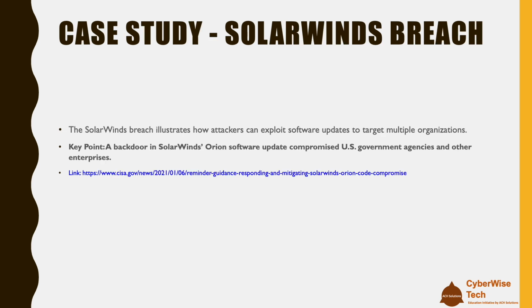One of the most significant supply chain attacks in recent history is the SolarWinds breach. So this is also a case study. What happened here is that attackers compromised the SolarWinds Orion software update, embedding a backdoor that affected critical systems across US government agencies and major corporations.